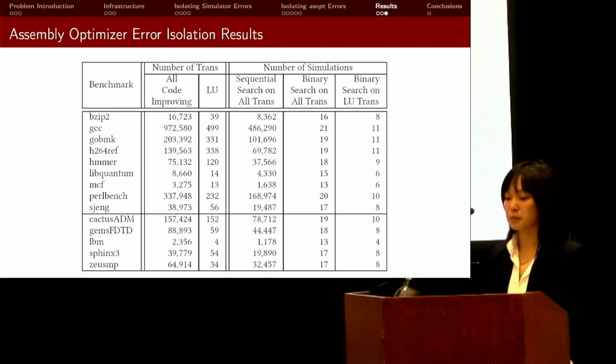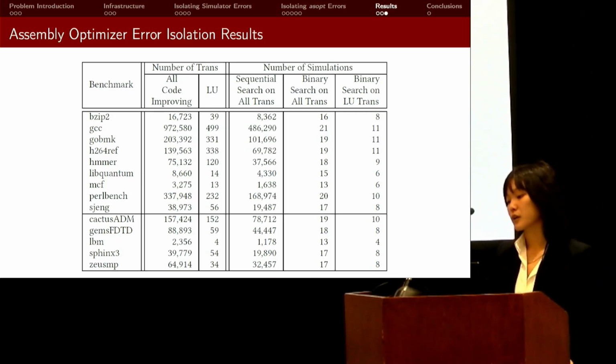So we have the number of trans for all code improving transformations. For example, for bzip2, this is going to be 16,723, compared to the number of transformations for a specific optimization phase, which is represented by LU here, standing for loop unrolling. So comparatively, this is only 39. And as a note, if this were a regular compiler, these numbers would likely be larger.